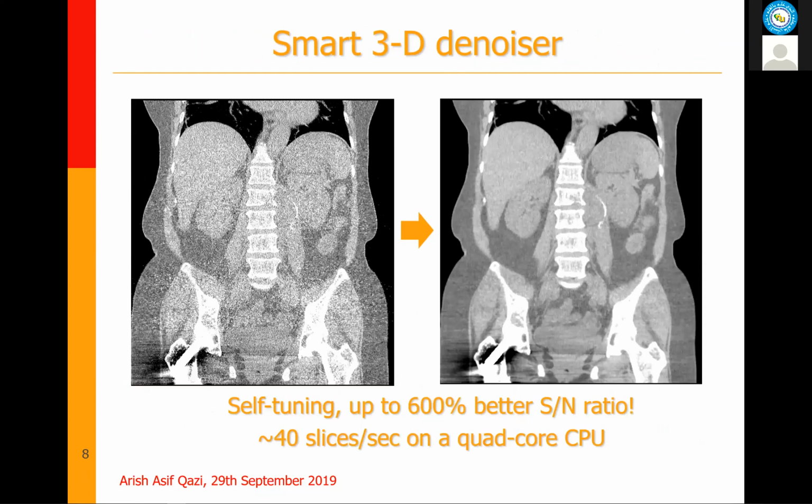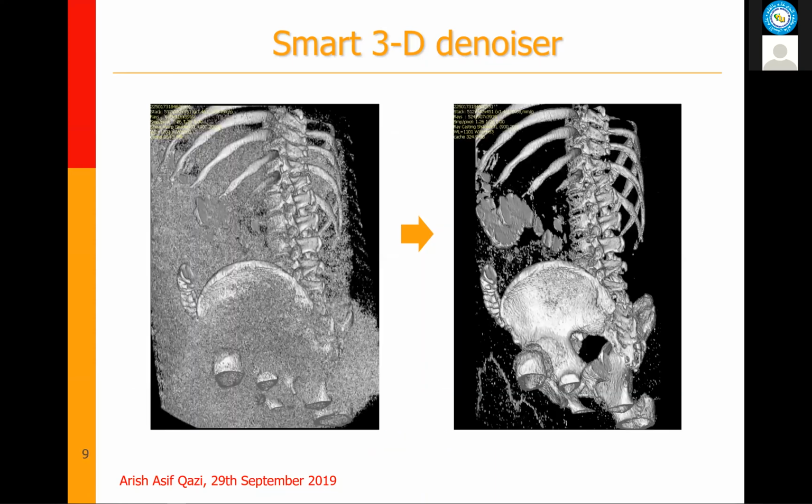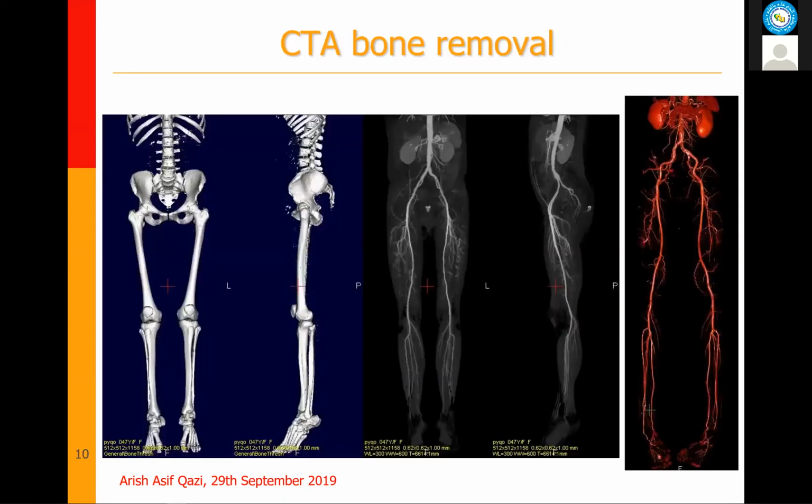Now, an example over here: this is a smart 3D denoiser that was developed in our company. Here is an example of an image with noise, and you can see what it looks like after the noise removal. This algorithm is completely automatic, and it leads to approximately 600% increase in signal to noise ratio. Another example of the denoiser: here you can see that the image is completely useless. You cannot really see the underlying anatomy, whereas after the denoising, at least this can be used for further diagnosis.